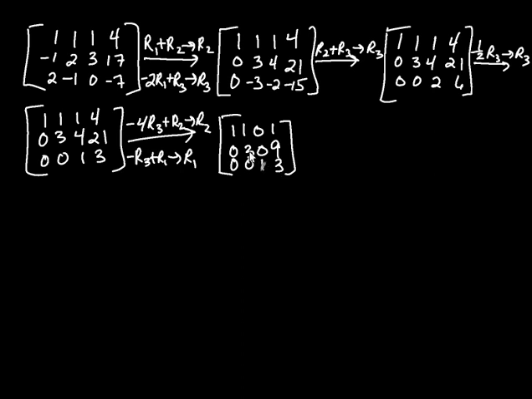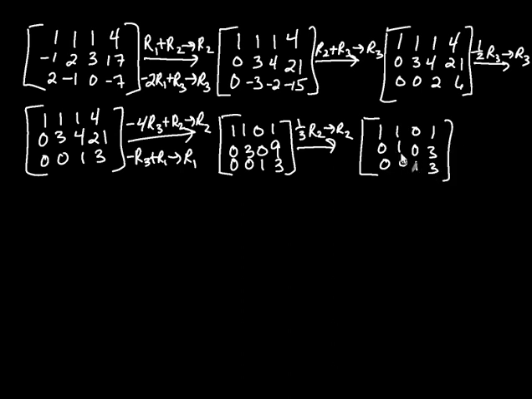Let's get a 1 right here. That means I'm going to multiply this row by 1/3, because that'll give me a 1 right there. So 1/3 times R2 is going to give me my new R2. And I'm looking at 1, 1, 0, 1. It's going to be 0, 1, 0, 3. 0, 0, 1, 3. And then finally, let's go ahead and take -1 multiplied by this and add it to that. I'm almost there, right?